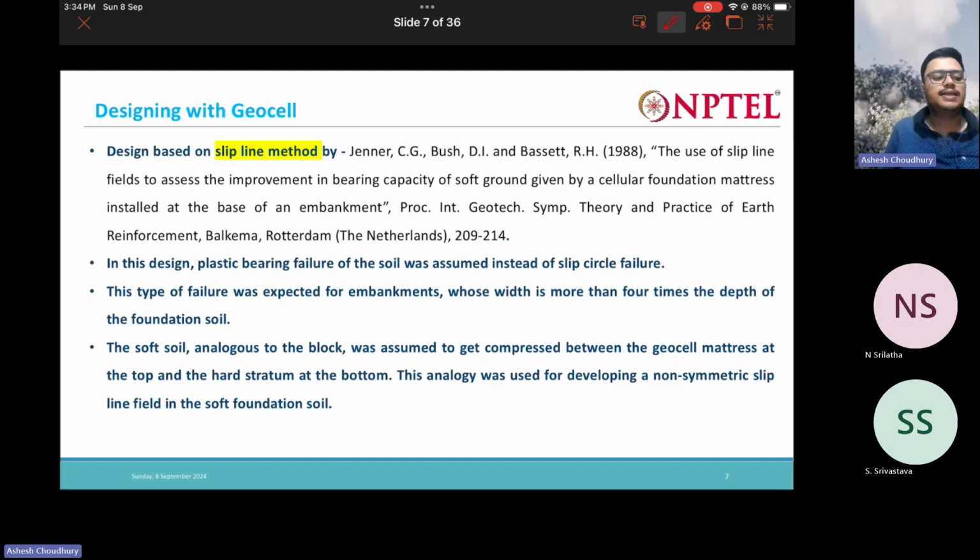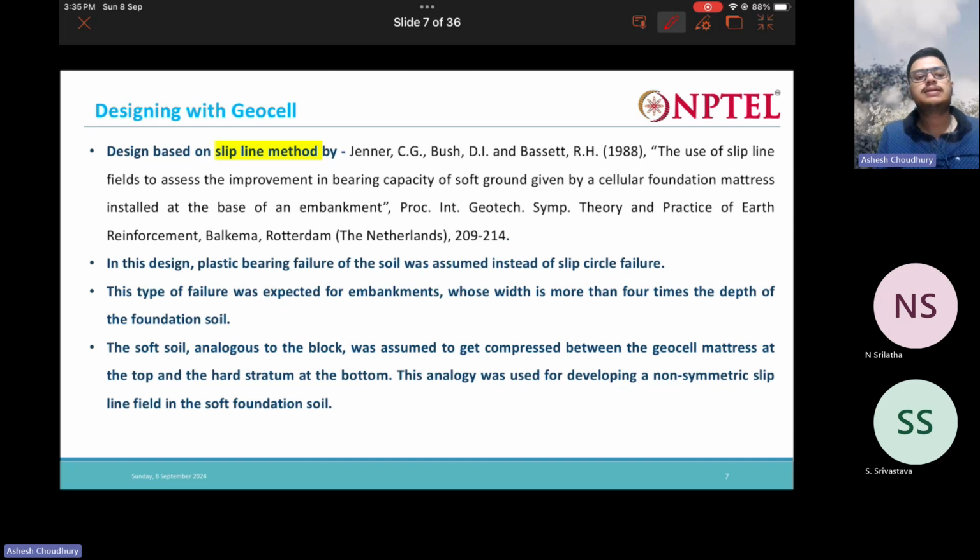They showed how the slip line method can be used to assess the bearing capacity improvement using geocells. Now, what is the slip line method? The slip line method is a little advanced topic. We study advanced geotechnical topics, and you might not have studied that.